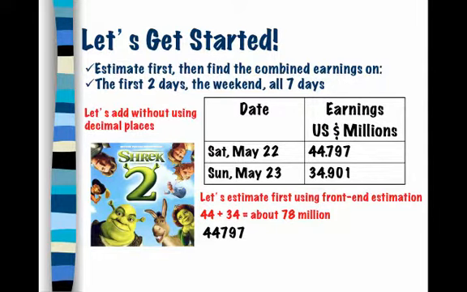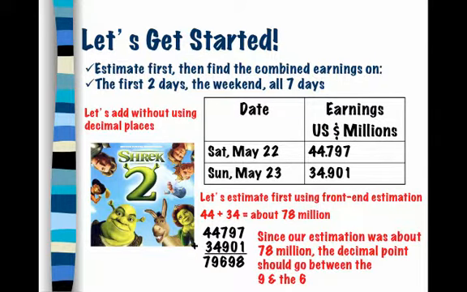So when we line up the numbers, there's 5 digits in both of the days that we're adding. If we do this, we have 79,698 as an answer. We understand our estimation was about 78 million, so naturally our decimal place is going to go in between the 9 and the 6 to read $79.698 million.